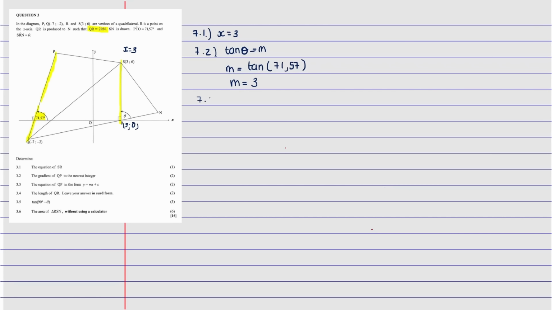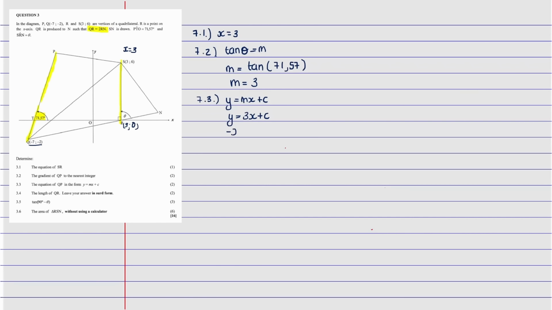Then 7.3, right? It says the equation of QP in the form y is equal to mx plus c, right? So we already know the gradient of QP. So we know the fact that this is going to be y is equal to mx plus c. So substitute your m. Remember we calculated it as being 3. So this is going to be 3x plus c, right? So now, since we have this point, we can substitute this point to solve for c.